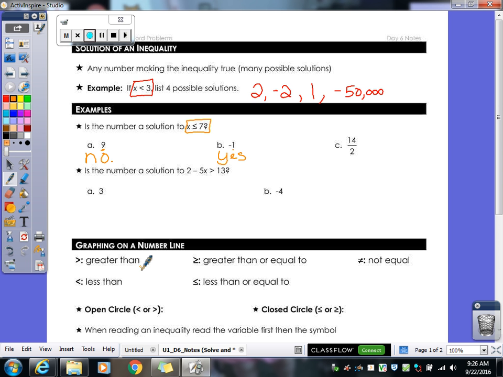Now for choice C, what does 14 over 2 equal? Would 7 work here? Yes, because it's got the or equal to. So 7 is a part of that solution set. Would 3 have worked in this example up here? No, because it doesn't have the or equal to. So 3 wouldn't have worked in that one.